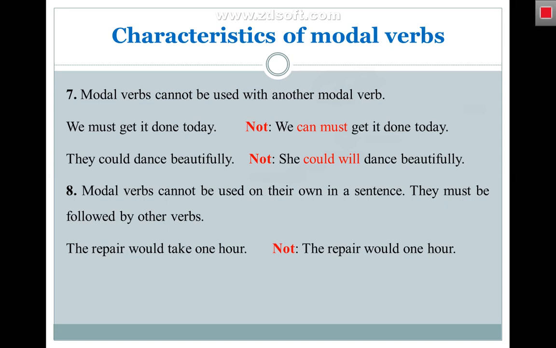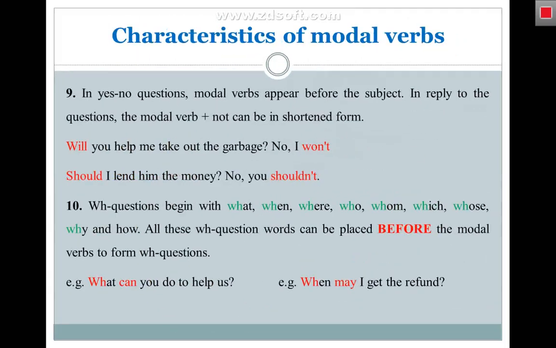Eight: modal verbs cannot be used on their own in a sentence. They must be followed by other verbs. That's a good point. Modal verbs cannot come alone in a sentence; they have to be followed by another verb. For example, the repair would take one hour, not "the repair would one hour". You see the first one? Would take. Would is the modal verb, and after it comes another verb, which is take.